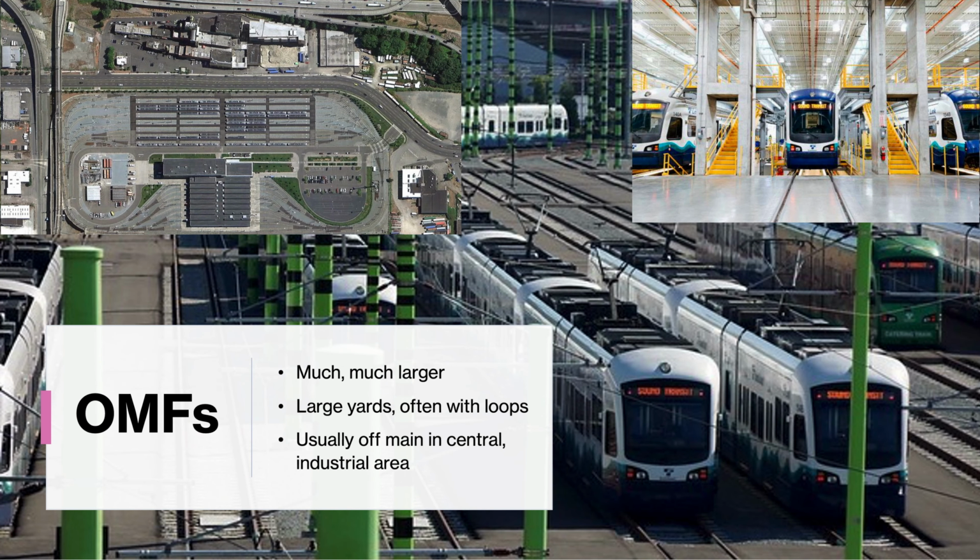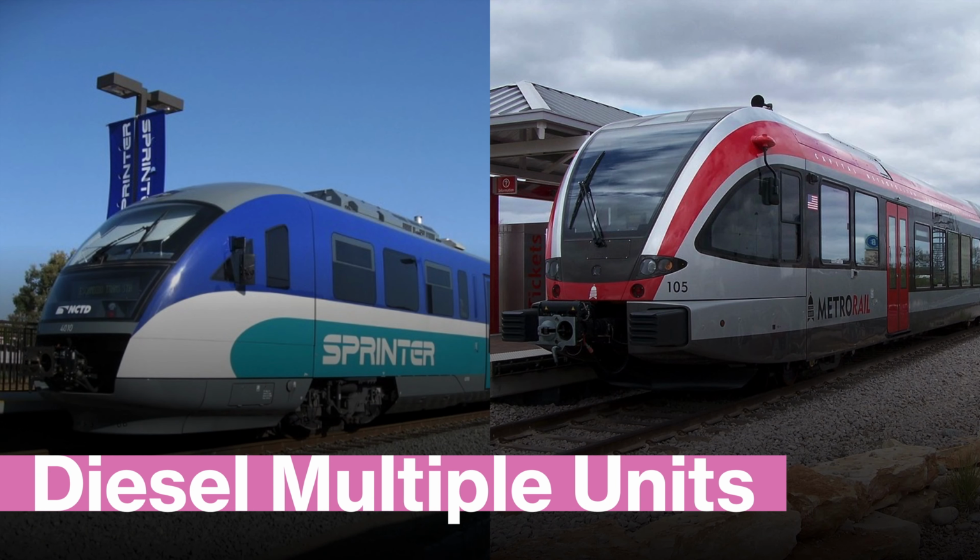Light rail operations and maintenance facilities are usually much larger than streetcars. These are often large yards with different loops going between an OMF building and outdoor storage. And these are usually located immediately off of the main line, usually in an industrial area where land is cheaper.